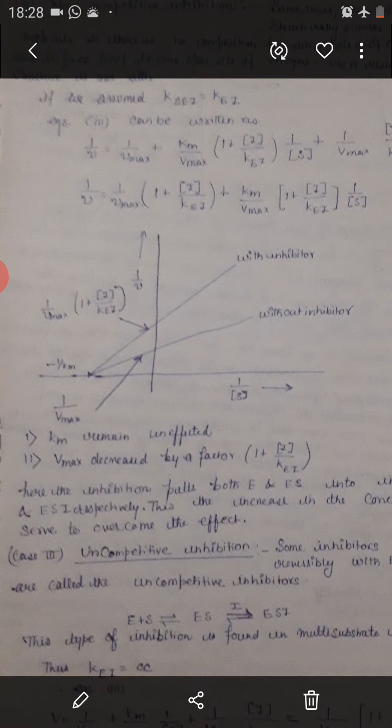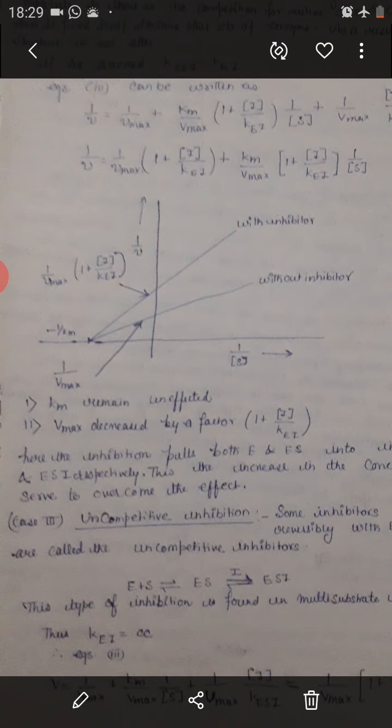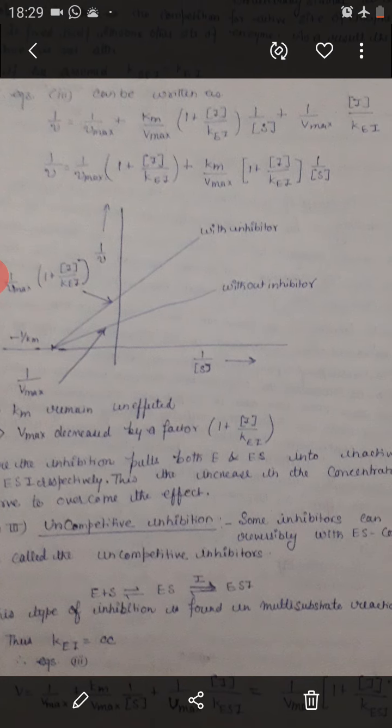So this is all about non-competitive inhibition. Here the inhibitor pulls both the E and ES into an inactive form. Very simple, because it has the tendency to bind at a site entirely different from the site that binds the substrate. So EI and ESI respectively, both are inactive, and thus an increase in the concentration of S does not overcome the effect.